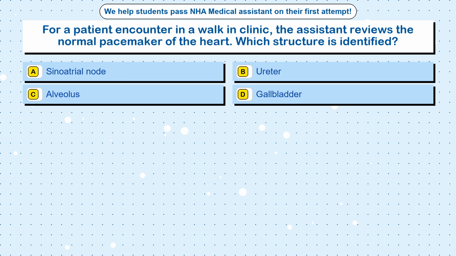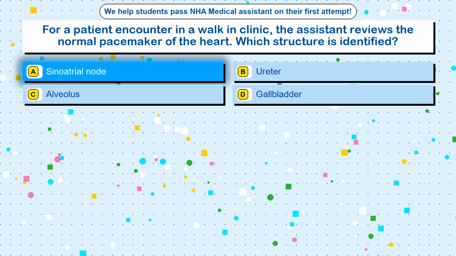Question 34. For a thyroid panel collection, which tube is commonly associated with heparinized plasma chemistry testing? Option A, light blue top tube. Option B, pink top tube. Option C, green top tube. Option D, lavender top tube. The correct answer is option A.